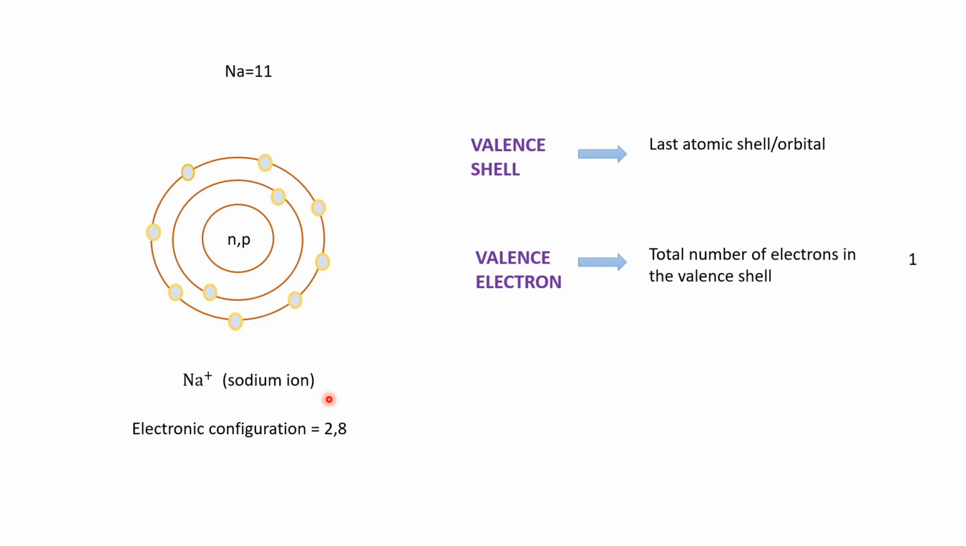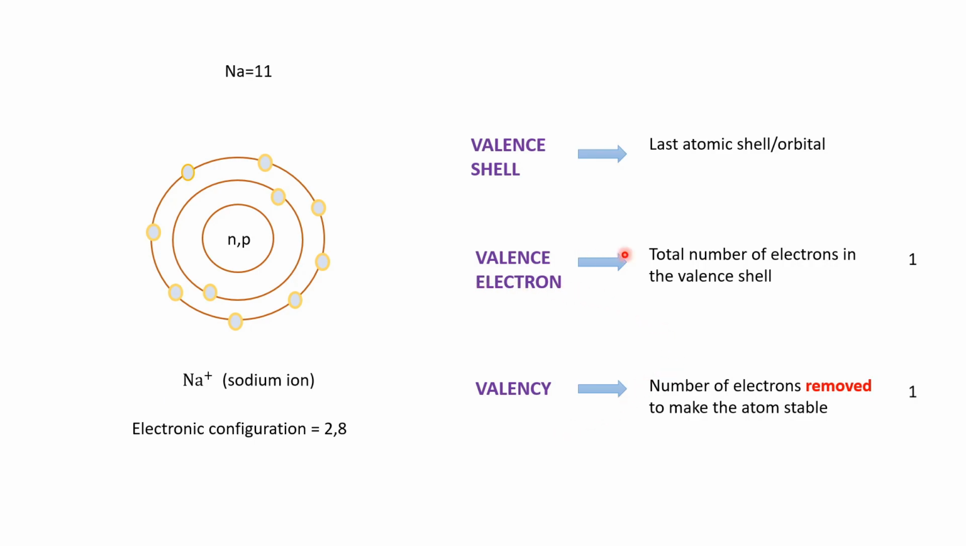Here we will also learn one more concept, which is valency. Valency is the number of electrons that are removed by an atom to make it stable. Here the number of electrons removed by the atom to make itself stable was 1. Therefore the valency is 1.